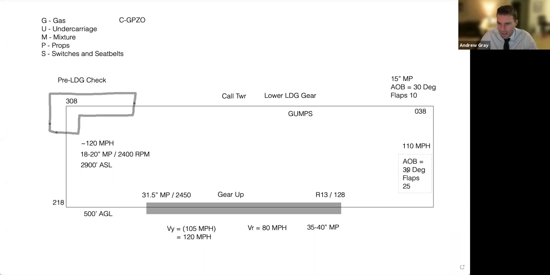Select. I'm trying to make good use of the space that I have here. Anyways, something like that. So that's the, actually I put it right there. Flaps 25, 30 degree bank angle, turn yourself on final. The airspeed that you want to have on a long final is going to be 105 miles per hour.